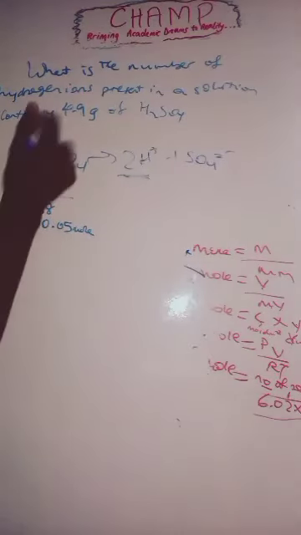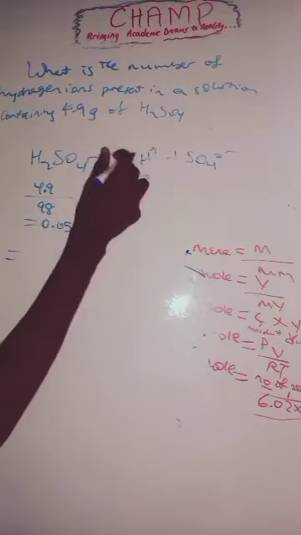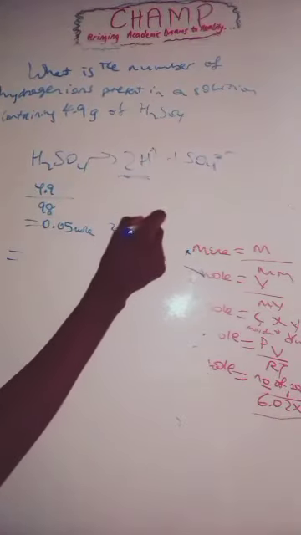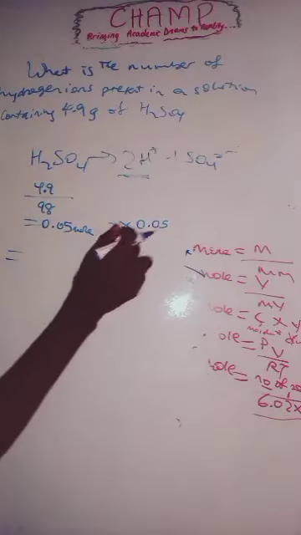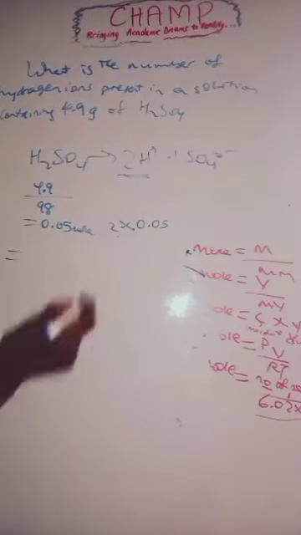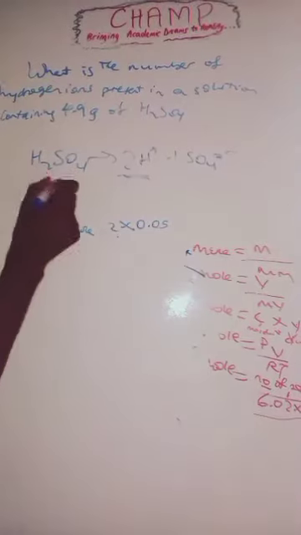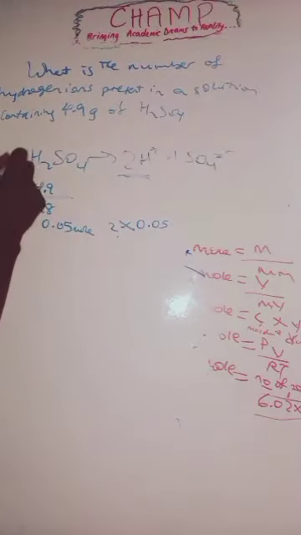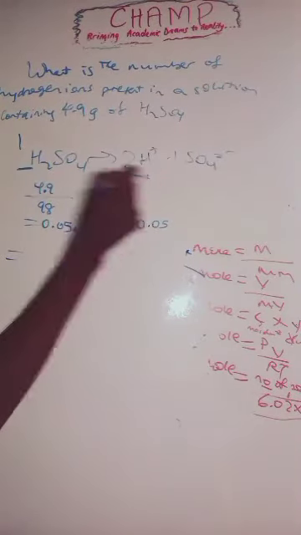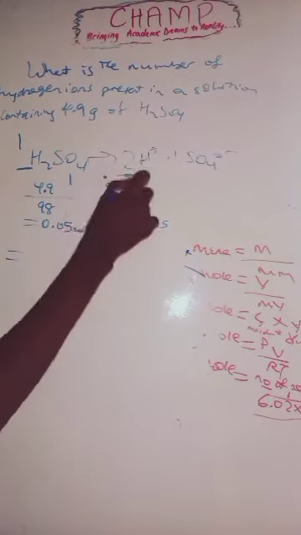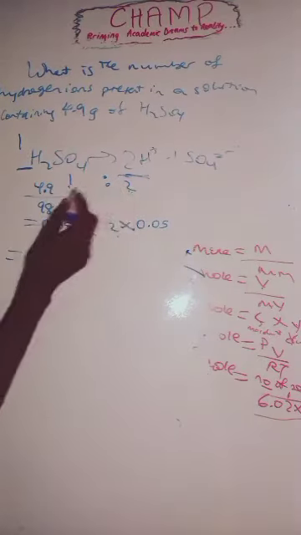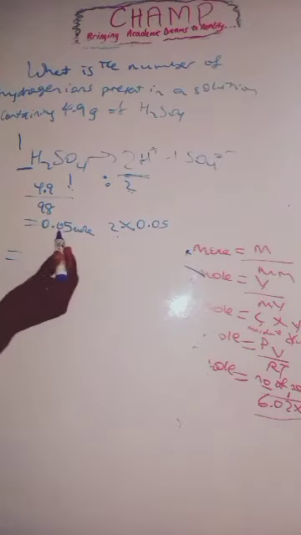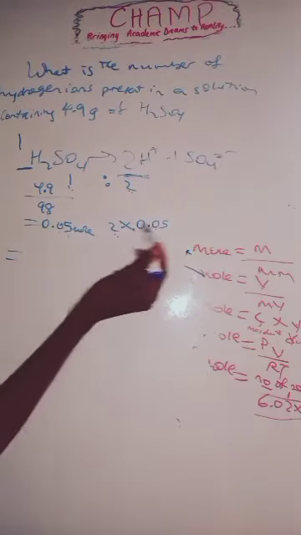So your answer will be 2 times 0.05 mole. Do you get it now? How do I multiply it by 2? What's the number of mole here? 1. What's the number of mole here? 2. So it's 1:2. So if this one is 1, this one will be 2. If this one is 2, this one will be 4. It's just 1:2. So if this one is 0.05, this one will be 2 times 0.05.